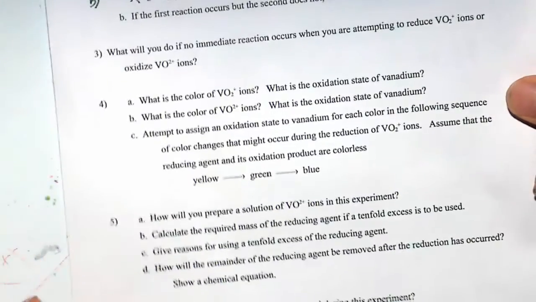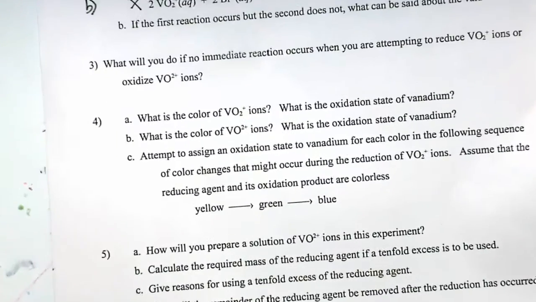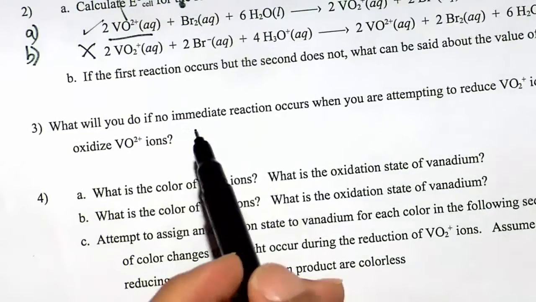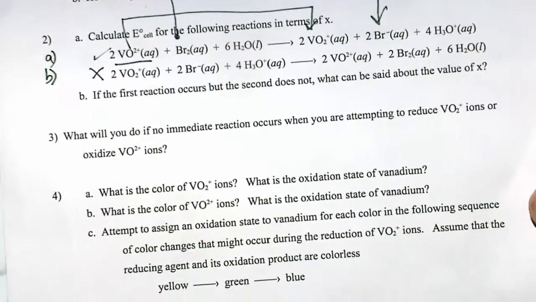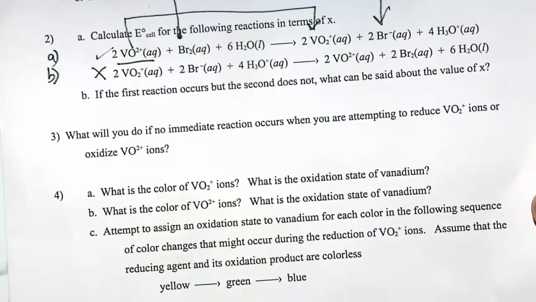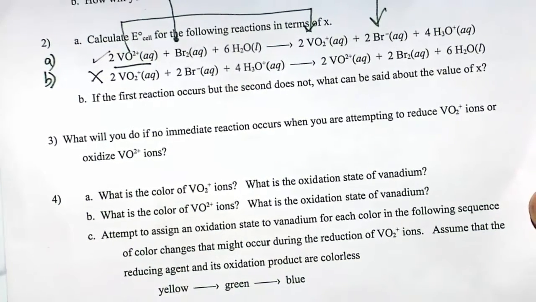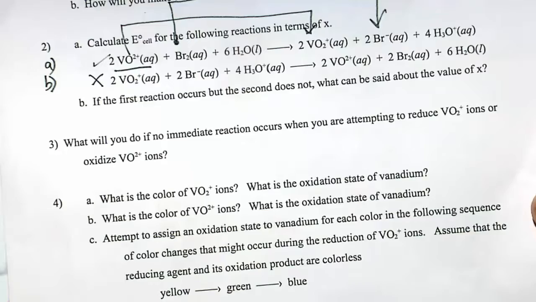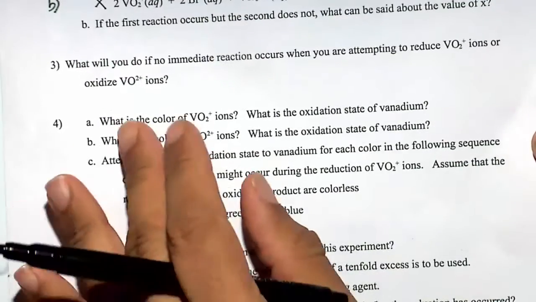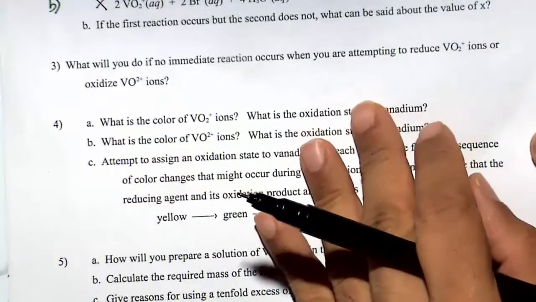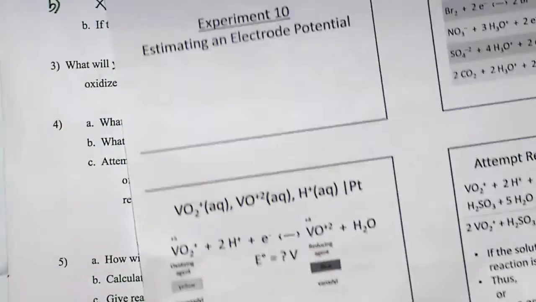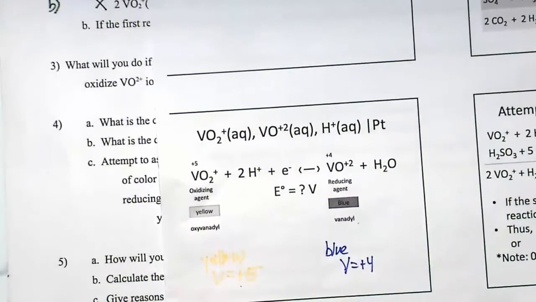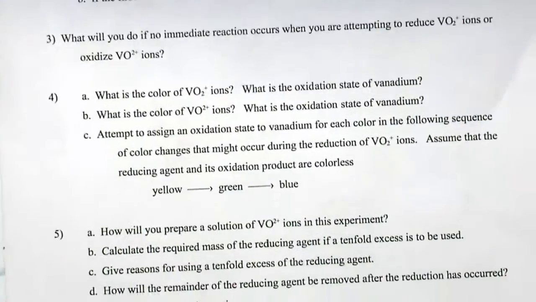All right, some of these other pre-lab questions are pretty much self-explanatory. If no immediate reaction occurs, you've done this in the lab, and you saw in the demo, we add heat to spur the formation of the blue to yellow color change or the yellow to blue color change. What are the colors of the individual ions and the oxidation state? All of that is found right here in the PDF of the PowerPoint.